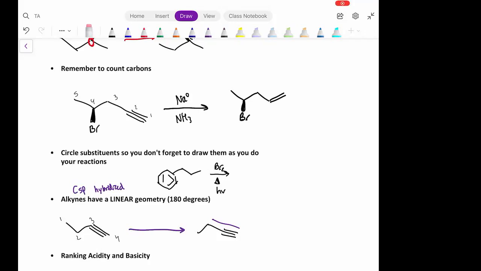And if you don't draw them this way on the exams, you'll end up getting points off, because this is just testing your basic knowledge of linear geometries of alkynes. So just remember, whenever you have alkynes, do not draw them like this. This is completely wrong, but draw them like this instead.